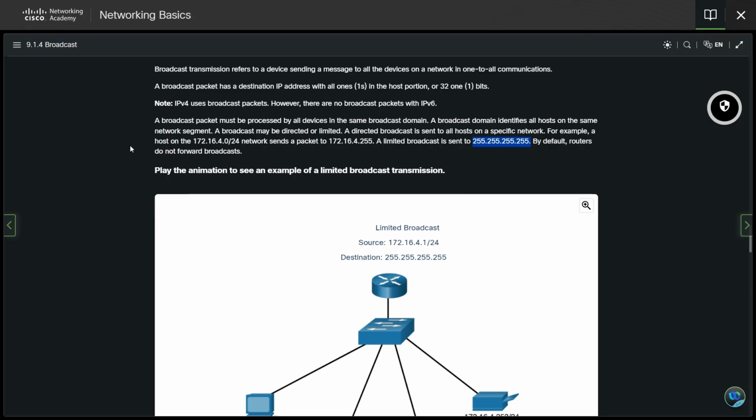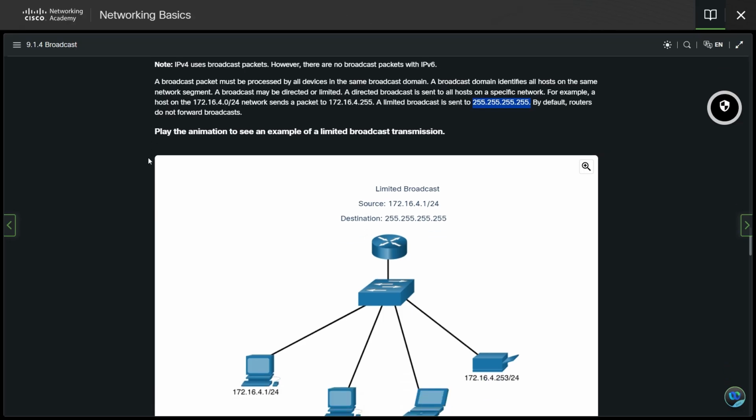For example, a host on this address mask sends a packet to this address. A limited broadcast is sent to this address by default. Routers do not forward broadcasts.